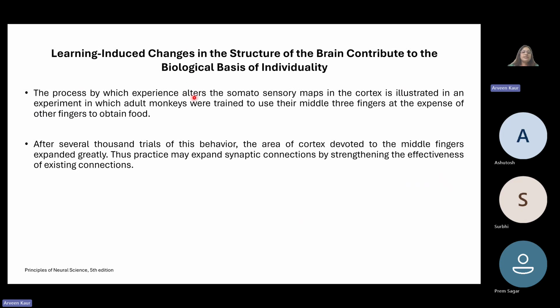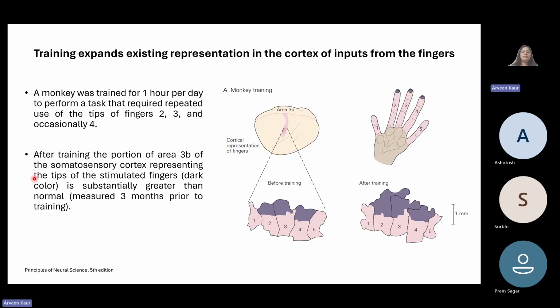The process by which experience alters the somatosensory maps in the cortex is illustrated in an experiment in which adult monkeys were trained to use their middle three fingers at the expense of other fingers to obtain food. After several thousand trials of this behavior, the area of cortex devoted to the middle fingers expanded greatly. Thus, practice may expand synaptic connections by strengthening the effectiveness of existing connections, right? So this is that example.